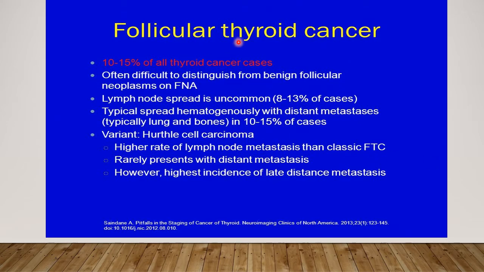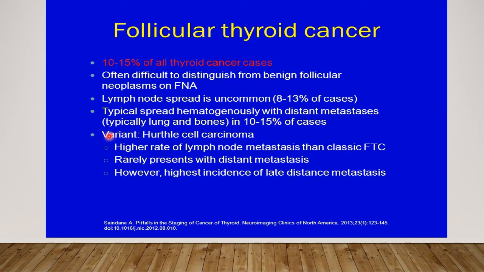Next, the follicular carcinoma of the thyroid. This is the second most common, constituting about 10 to 15% of all thyroid cancers. Often, it is difficult to distinguish from benign follicular neoplasms on FNAC. The lymph node spread is uncommon, only about 8 to 13% of cases spread to lymph nodes. Typically, its spread is hematogenous, with distant metastasis typically to the lung and bones in about 10 to 15% of cases.